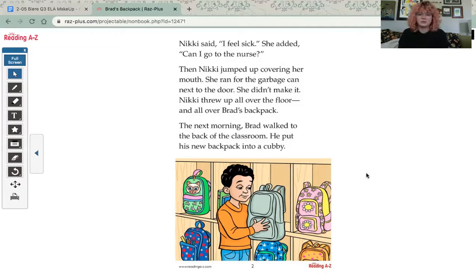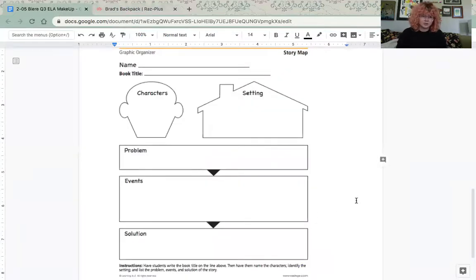And now the solution for Brad is what? What did he do to solve his problem of being lazy? Tell somebody around you. Okay, yeah, so he solves his problem by putting his new backpack away in his cubby like he's supposed to. Okay, so what we're going to do together, we have already talked through all of our key details, answering those questions. You didn't even notice you were doing it. You answered who, where, when, what, why, how, okay? So we're going to do together.